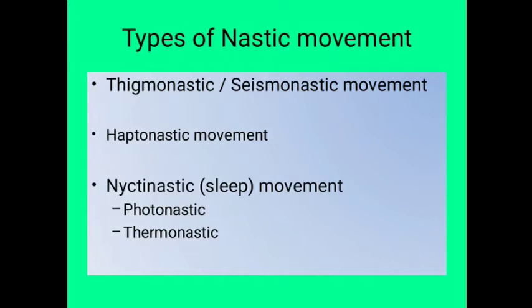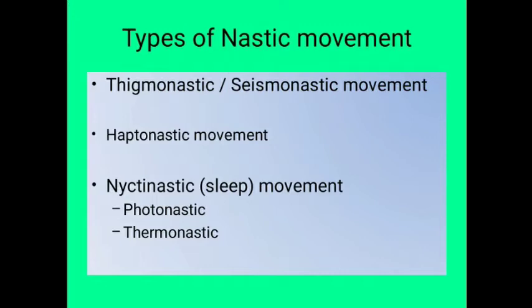So they are, number one, thigmonastic. It is also called seismonastic. And the second one is haptonastic movement, and the third one is nyctinastic movement. Nyctinastic is also called sleep movement, and under that it is of two major groups. They are photonastic and thermonastic. So about the nastic movements and their types only, in today's class we are going to see now.